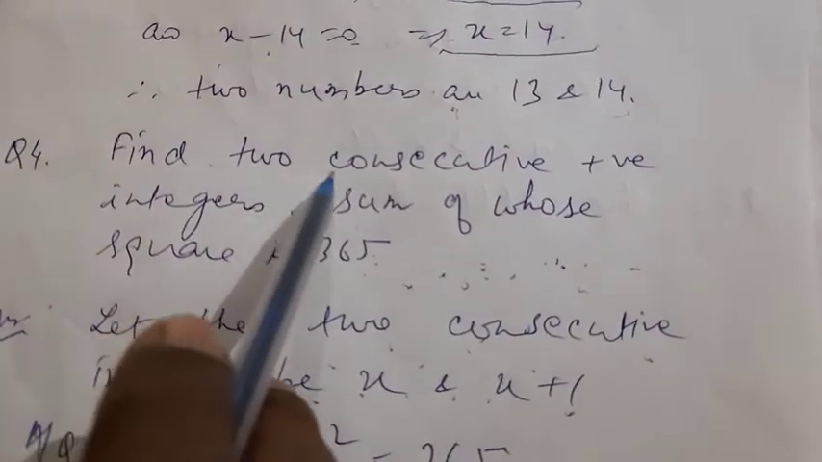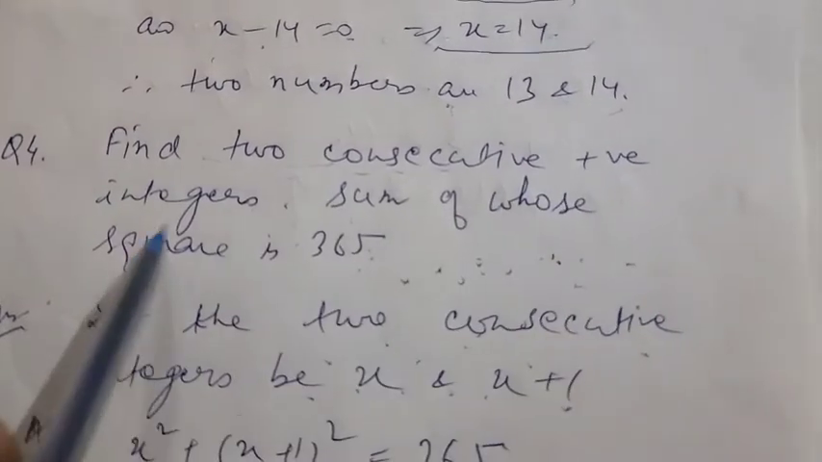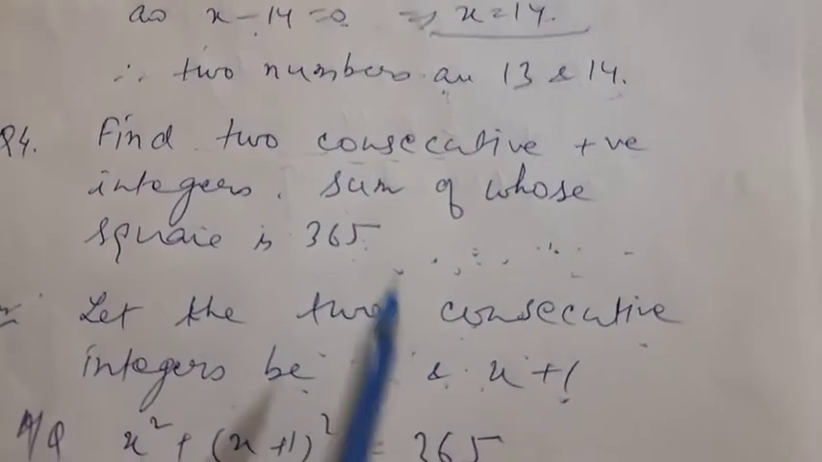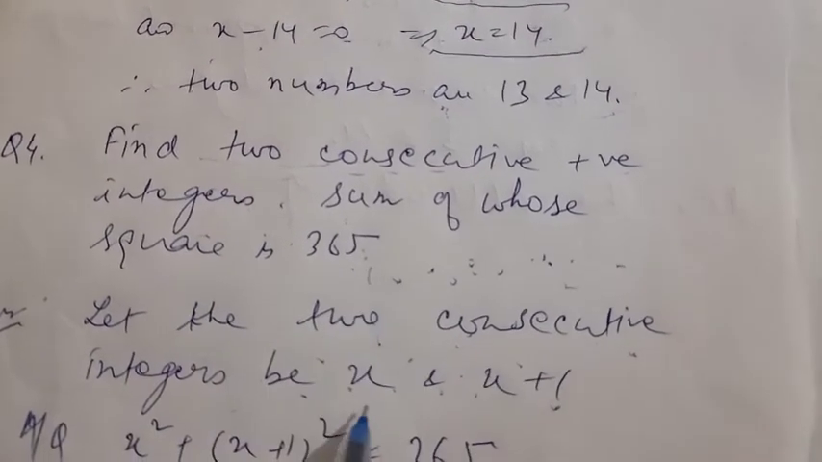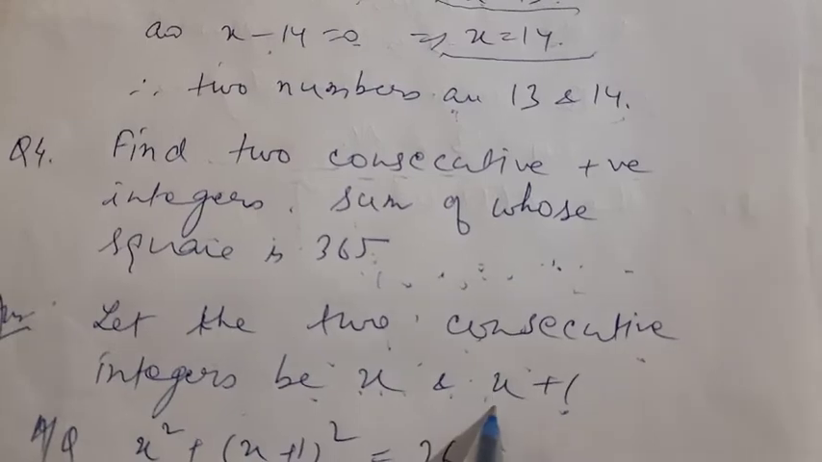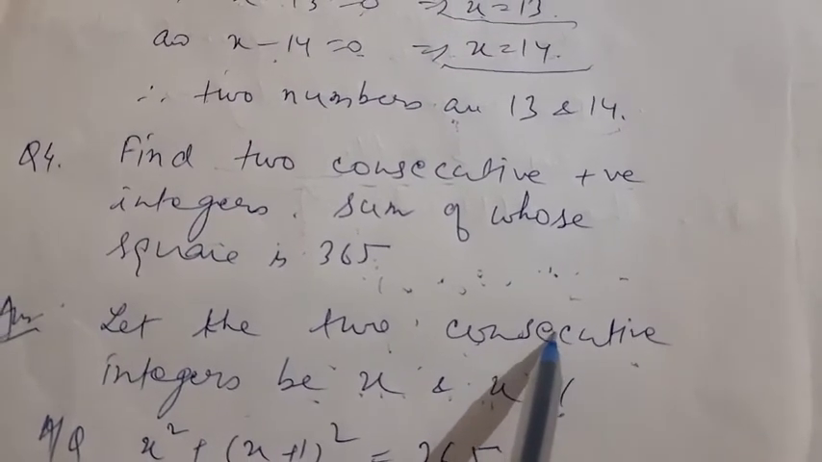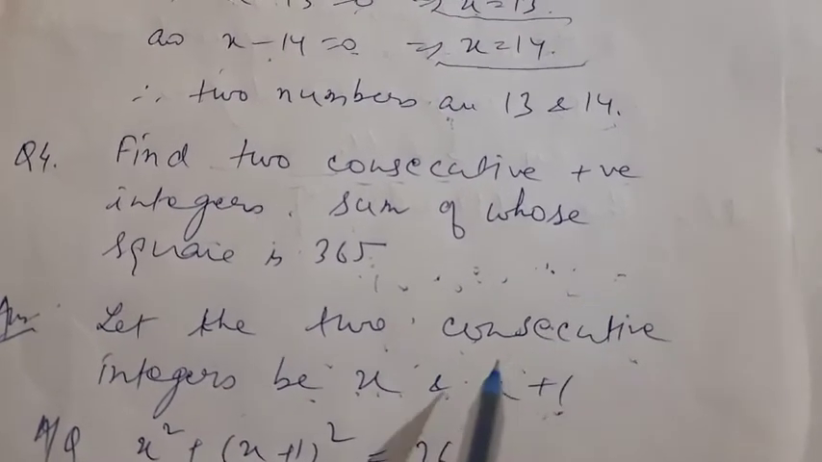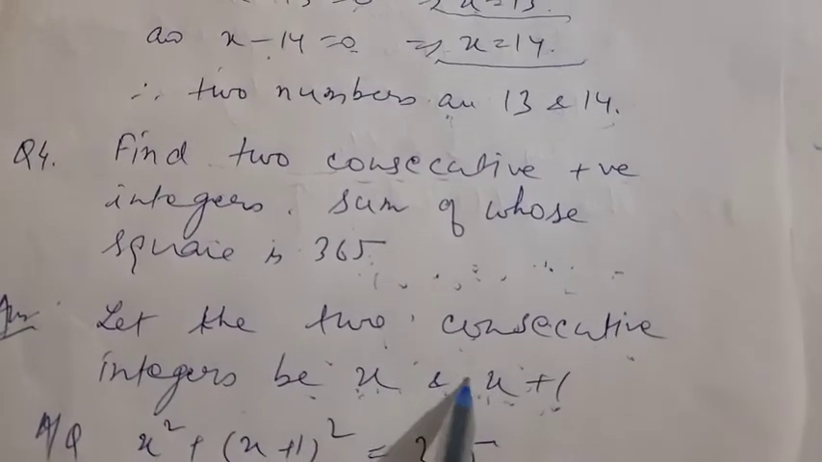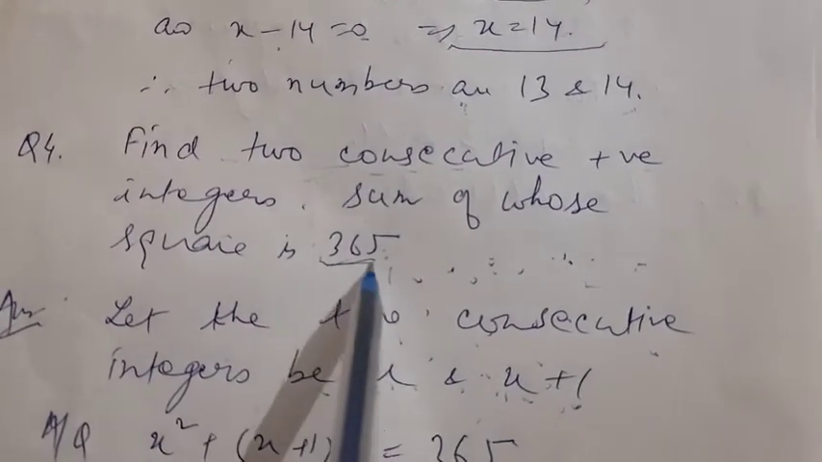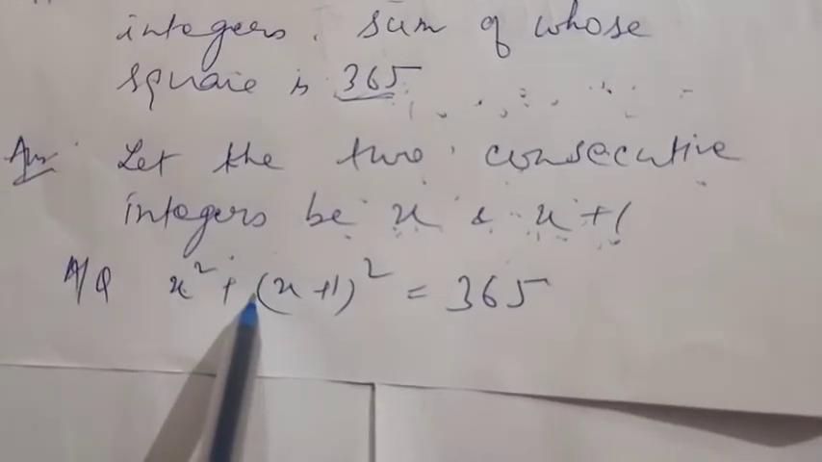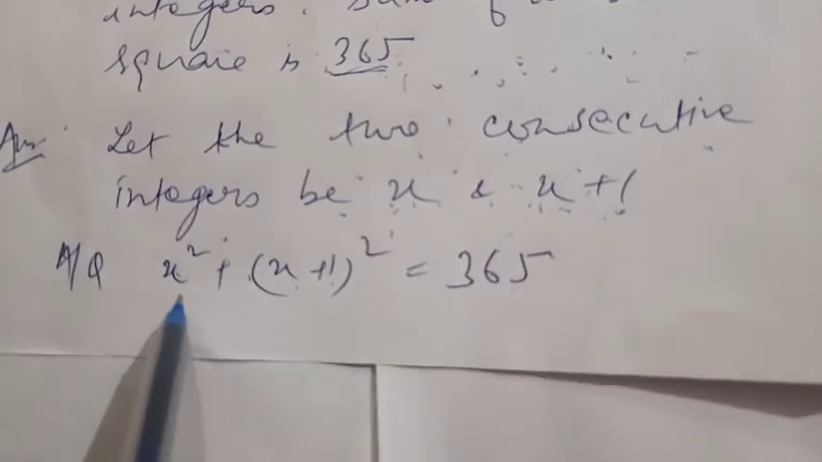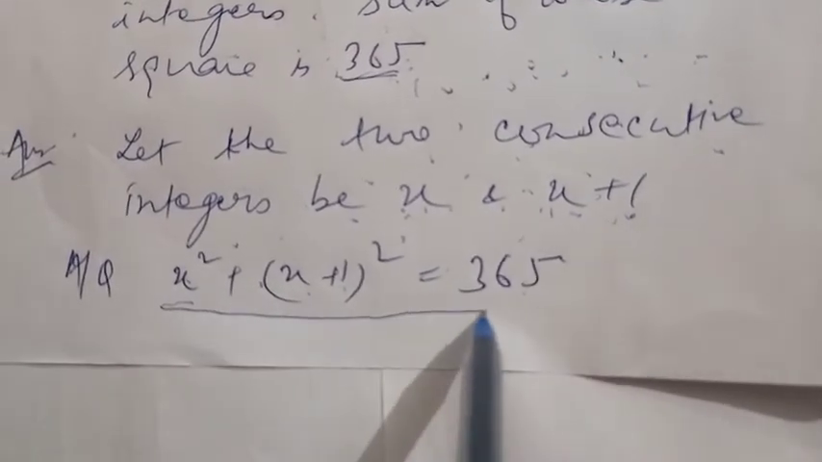This is the first part of the question: find two consecutive positive integers. We have found them. Now the next part of the question, that the sum of whose squares is 365. It means that if we square them, x will be squared and x plus 1 will be squared, and when they are added, their sum must be equal to 365. So we have done the next part also: x square plus (x plus 1) whole square is equal to 365. Now our framing of the equation is completed.